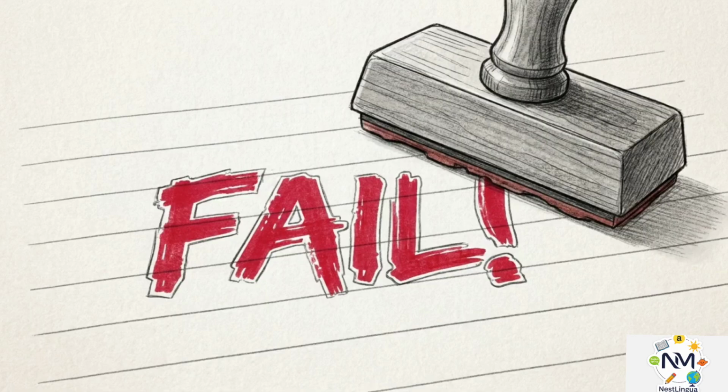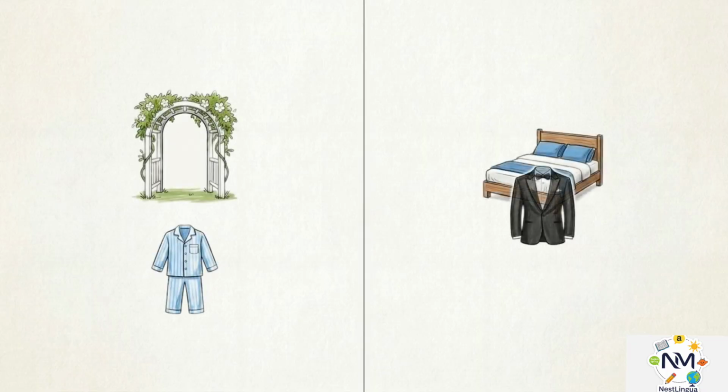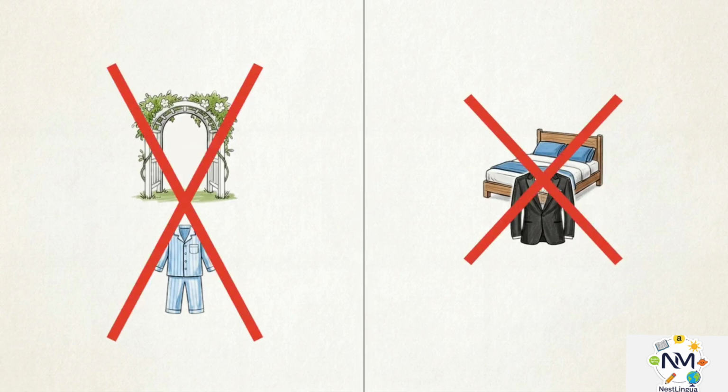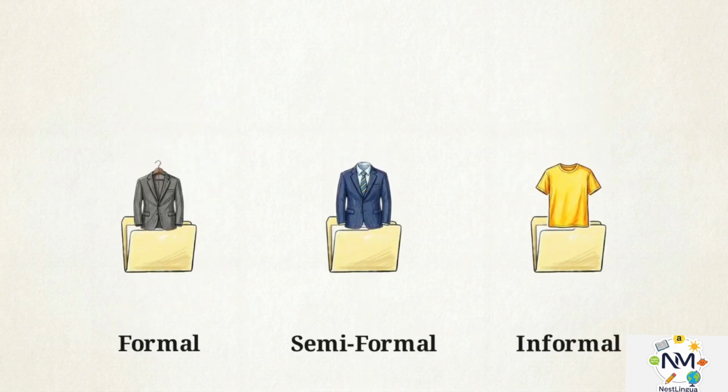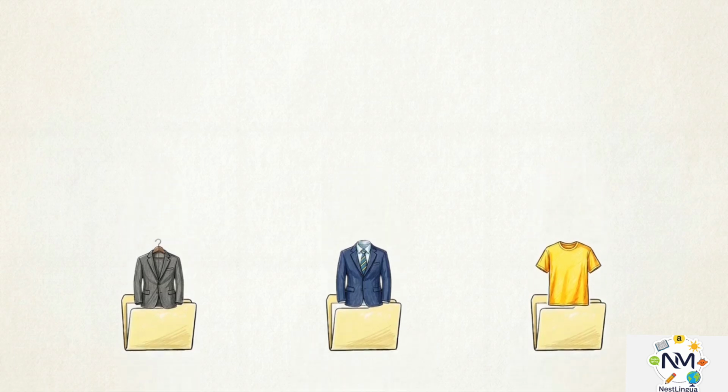out of place. Language works exactly like clothes. You don't wear pajamas to a wedding, and you don't sleep in a three-piece suit. Different situations require distinct presentations. We group these into 3 styles: formal, semi-formal, and informal.